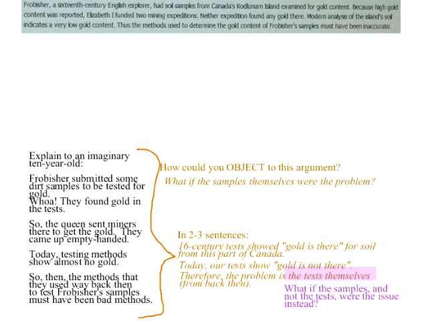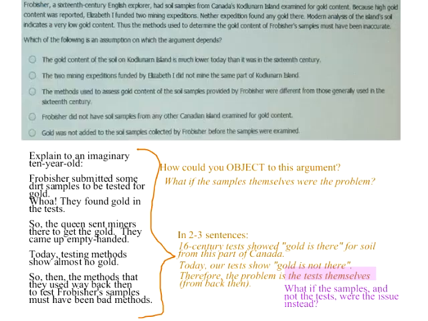So there could have been a lot of things wrong with the samples. What if they were contaminated? What if they stored them badly? Because remember, this Frobisher guy had to come all the way back from northern Canada to England with these things. So what if they sat next to gold on the boat and got contaminated? Or what if he put gold in there on purpose? Or whatever it was, right? There's a lot of reasons this could have happened.